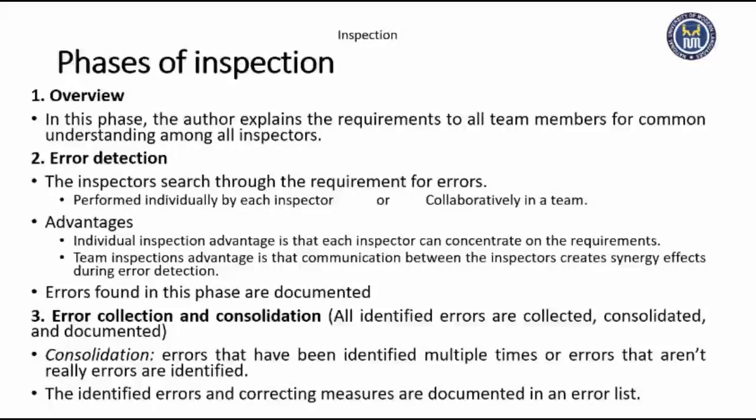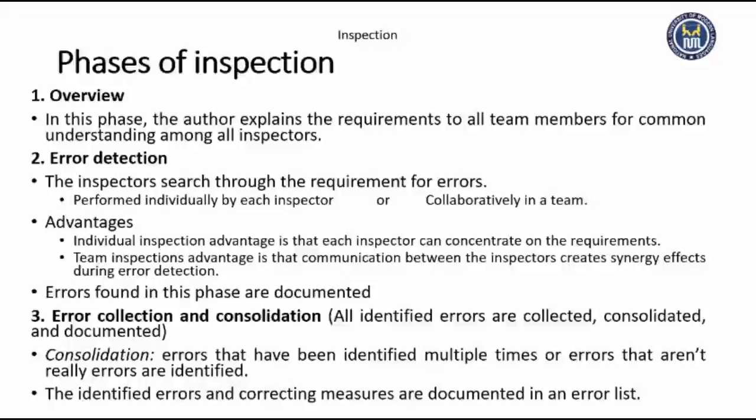Consolidation means when the errors are identified individually, they note down or make a list of all the errors that are identified by the different members of the auditors. The identified errors and correcting measures are documented in an error list.